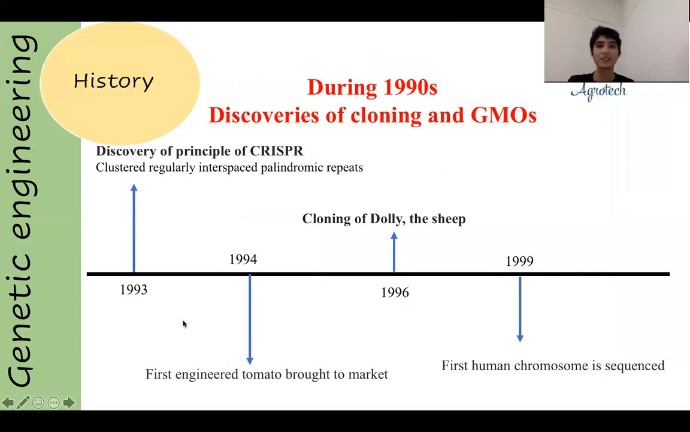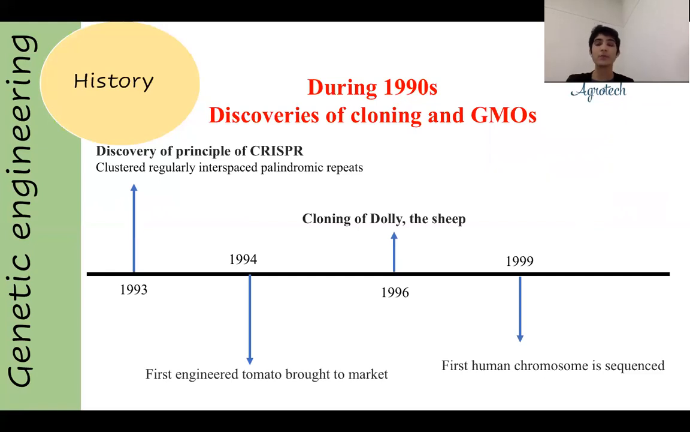The next one is the era of the 1990s. The 1990s was a blessing for discoveries of cloning and GMOs. At that time, scientists were working to find how they could clone and how they could make genetically modified organisms, in both plants and animals. An important discovery was the principle of CRISPR. It's a gene editing tool.